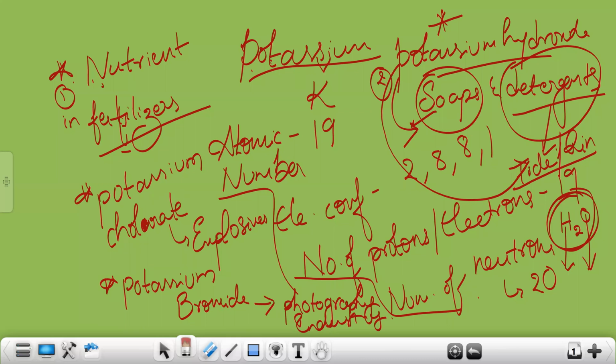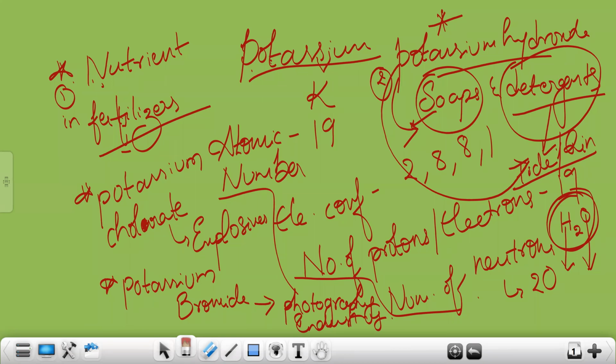Like nuclear bombs. Okay, we know bombs. Generally, we hear about the word bombs. Suddenly the bomb was blasted in so and so area, and this many people were killed, or injured, and died in the bomb blast. So these are all called explosives.